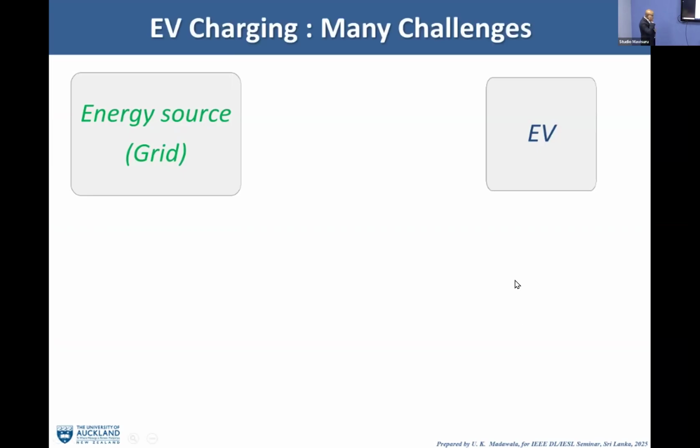So here's the EV charging, and there you can see on the left-hand side, somewhere it's coming from the grid. And then on the right-hand side, you have the electric vehicle, EV. In between is the interface, which we call the electric vehicle supply equipment, EVSE. So with respect to each, there are some challenges.